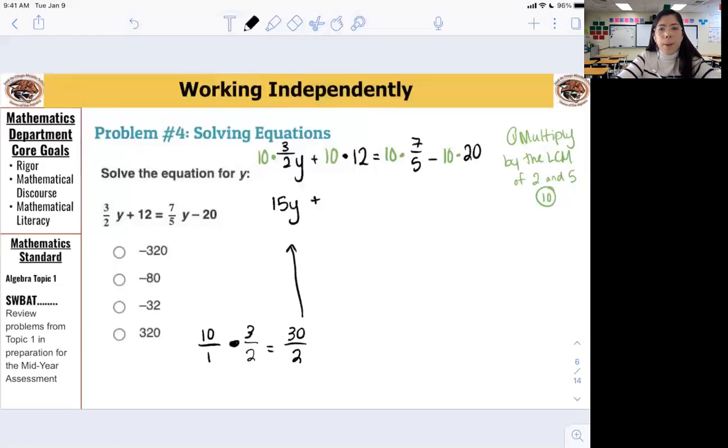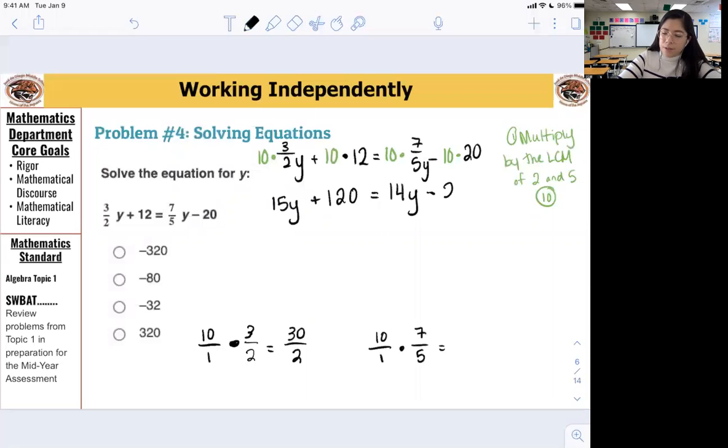All right, now what? 10 times 12. 120. 10 times 7/5. 14y. Good. Oh, I forgot my y over here. There we go. 14y. Same idea. 10/1 times negative 20 is negative 200. Now, just quickly to break down how I multiplied that fraction, 10/1 times 7/5, we go straight across, that's 70/5, and 70 divided by 5 gave me 14.